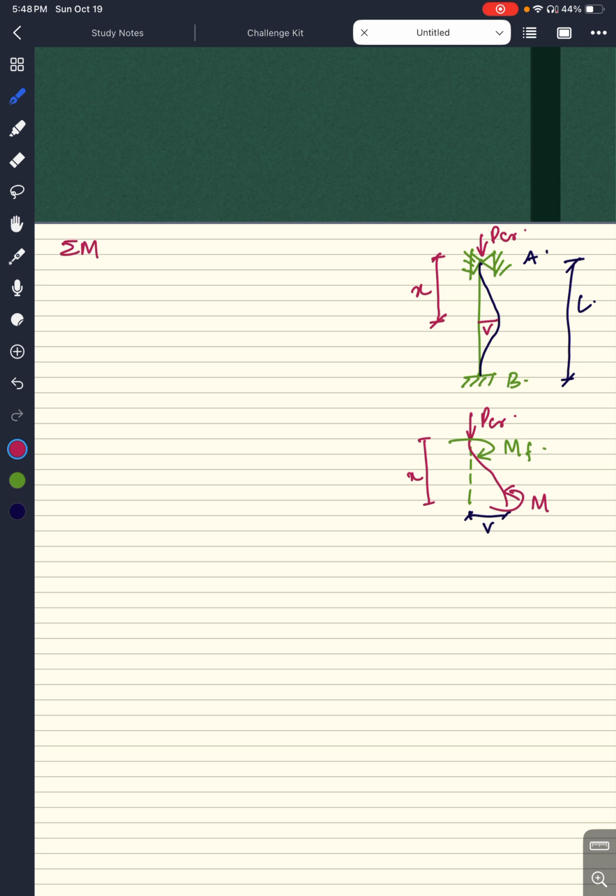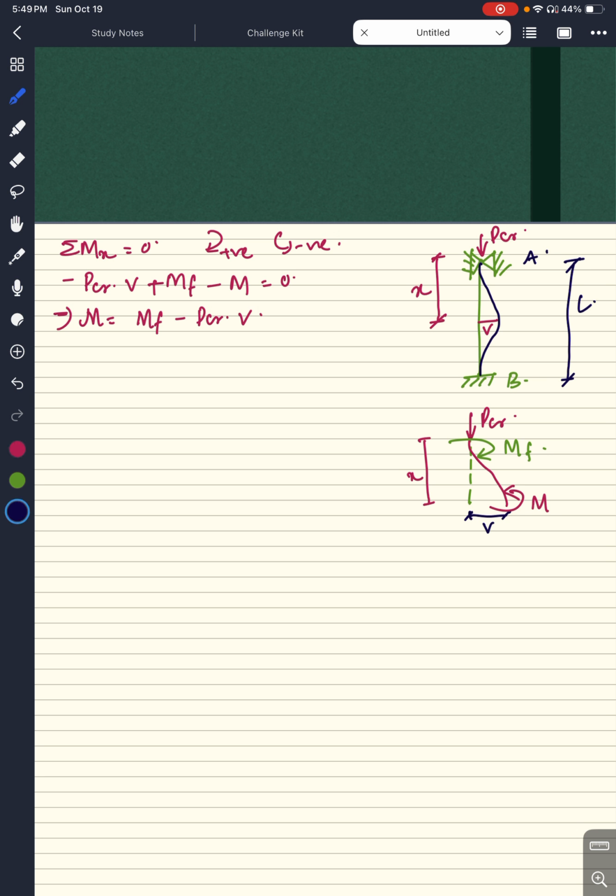So we know that the moment about x is equal to 0. So minus PCR, force, times perpendicular distance v. Since clockwise is positive and anticlockwise is negative, we have the positive fixed end moment MF, which is clockwise, and then we have the negative moment M here. So this becomes 0. This can be written as M is equal to MF minus PCR dot v.